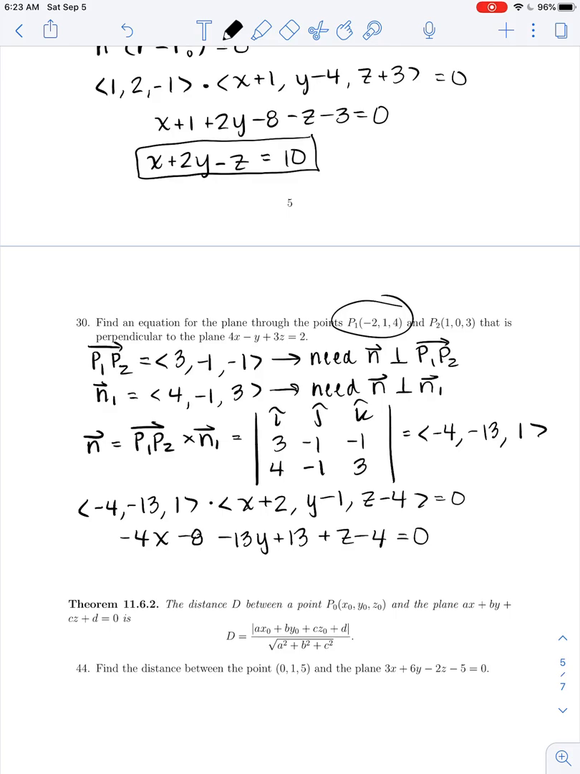And I'll go ahead and put it into general form. I'm going to actually move the x, y's, and z's over to the other side to make them positive. So 4x plus 13y minus z, and then leaving the constants on the side they're on, we have 13 minus 12, so that leaves us with 1.